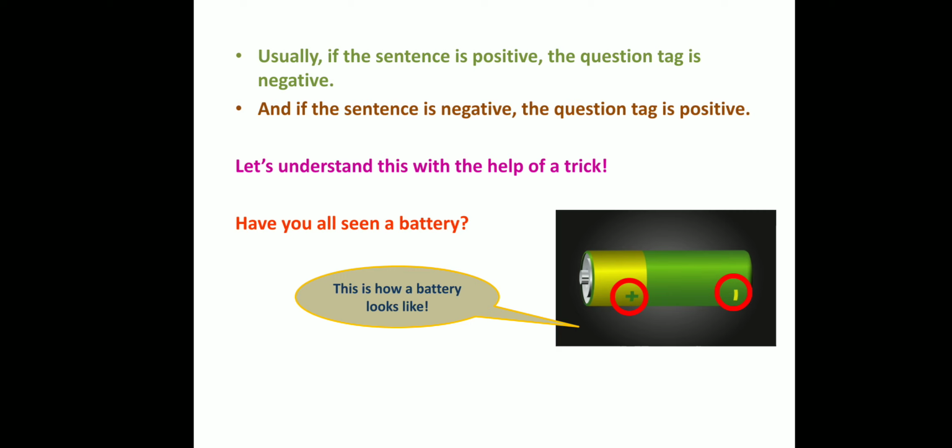Just like a battery cannot have both ends positive, both ends with plus plus, it cannot happen. One end has to be positive, other end has to be negative. Similarly, when you have a sentence with a question tag, if one end of the sentence is positive, the other end of the sentence has to be negative. So if I give you a positive declarative sentence, you will add a negative question tag. If I give you a negative declarative sentence, you will add a positive question tag. Let's see more.